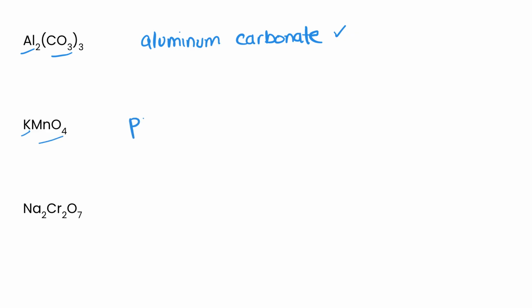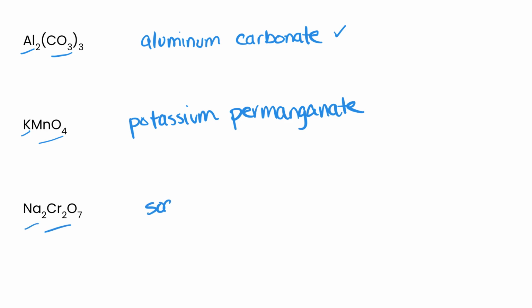Okay. Next one, KMnO4. So K is potassium. And then MnO4 is permanganate. So this is potassium permanganate. Permanganate. There we go. And then finally, Na2Cr2O7. So Na is sodium. And then we need to recognize Cr2O7 is dichromate. So that is sodium dichromate.